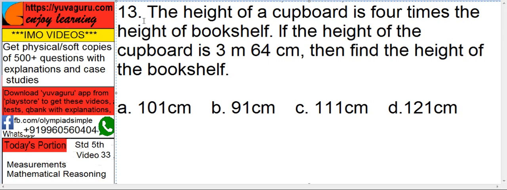The height of the cupboard is 4 times the height of a bookshelf. If the height of the cupboard is 3 meters and 64 centimeters, then find the height of the bookshelf. Always read the problem twice so that you can understand.